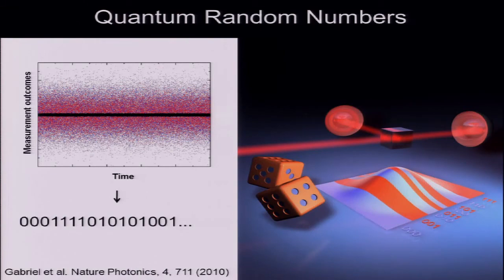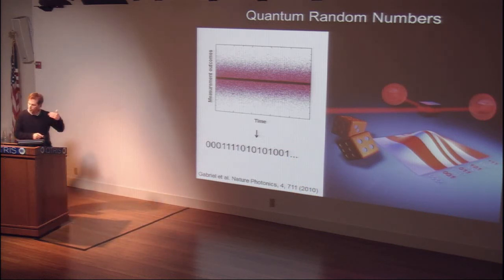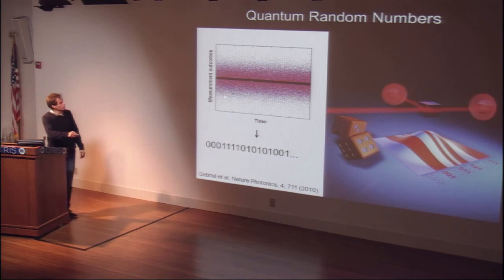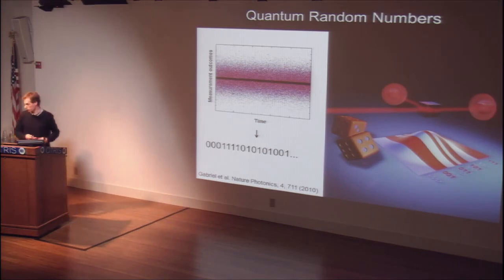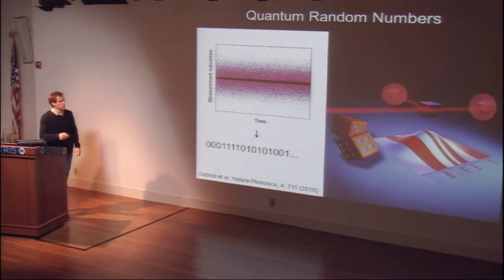So this is what we did here. This is just the measurement of a vacuum state. The black line here is the electronic noise of the detector. Then we measure the vacuum state, and we see a lot of noise. And this noise is truly random, if you believe in quantum mechanics. You cannot predict the outcome of a quantum measurement.